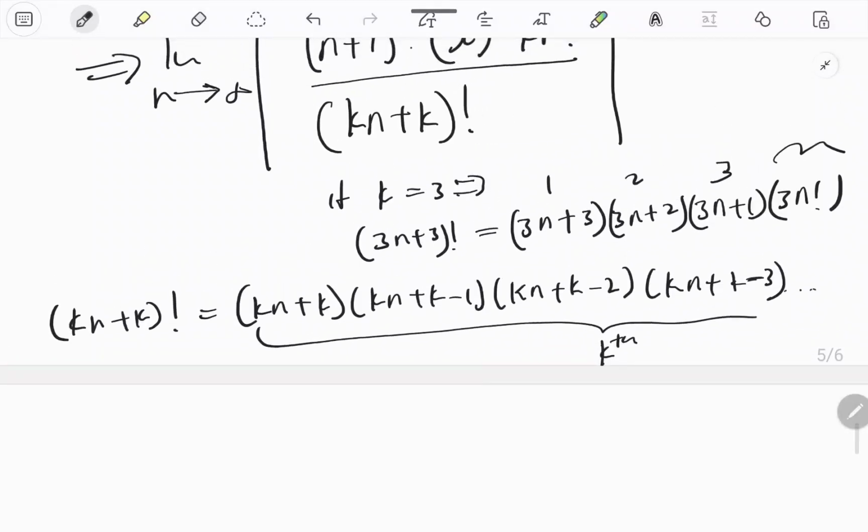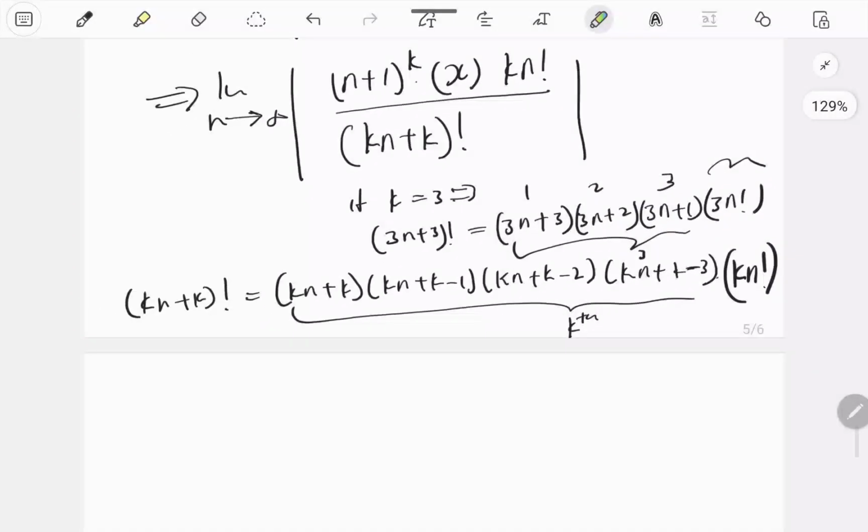As much as here we did this until we have 3 terms. That means now we have to have k terms, and then after the kth term we're going to have kn factorial. If you notice very well, this is exactly the same. We have to do this factorial thing 3 times, then we end up with 3n factorial. Here we had to do this thing k times until we end up with this beautiful part here, right?